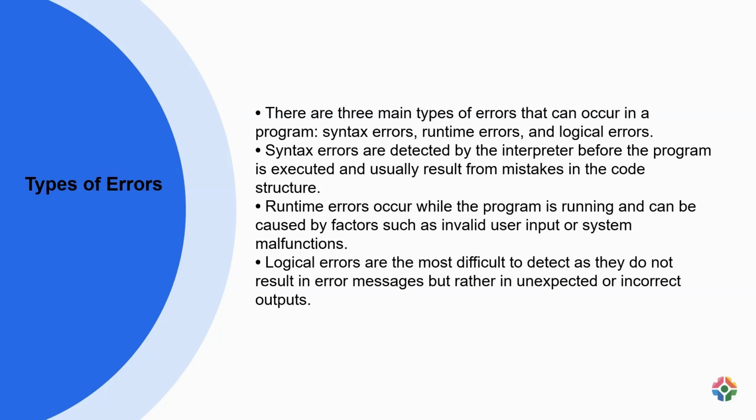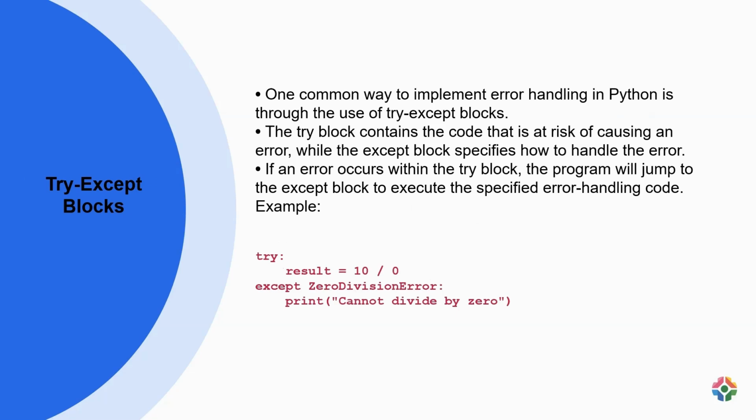For instance, a syntax error could be missing a semicolon at the end of a line. A runtime error might happen due to a division by zero, and a logical error might entail miscalculating a formula in a financial application. Error handling in Python is often accomplished through try-except blocks.